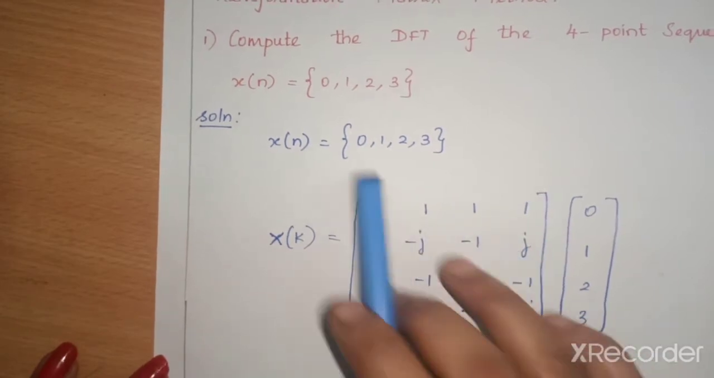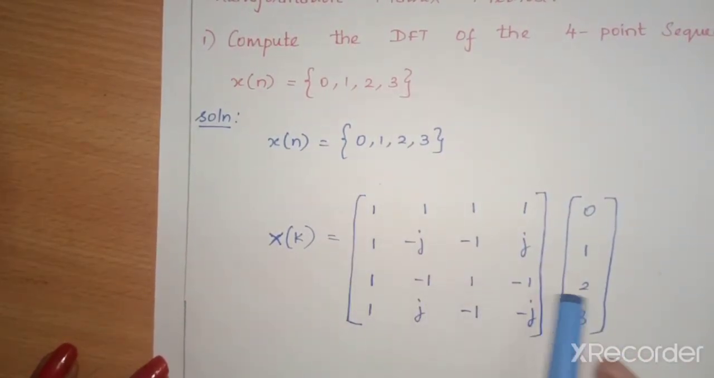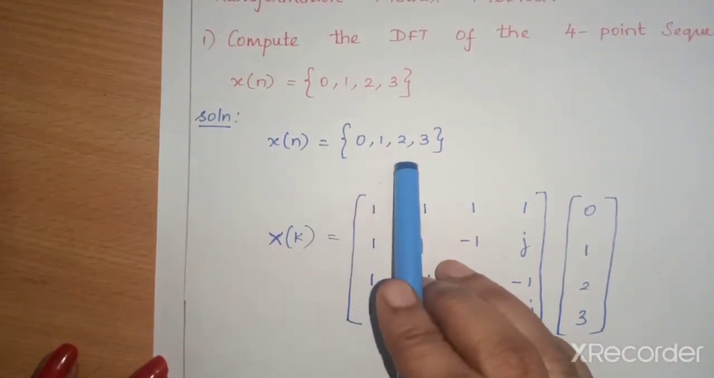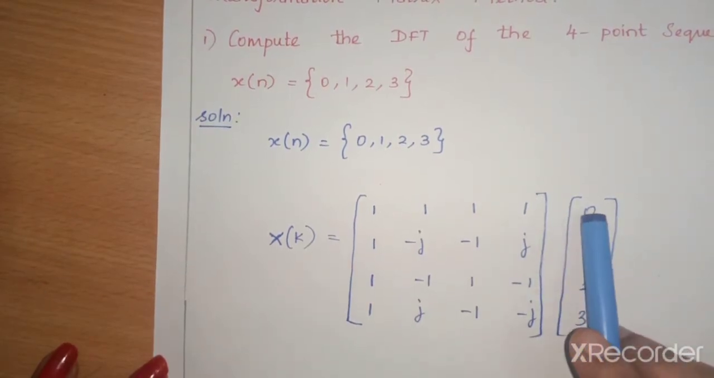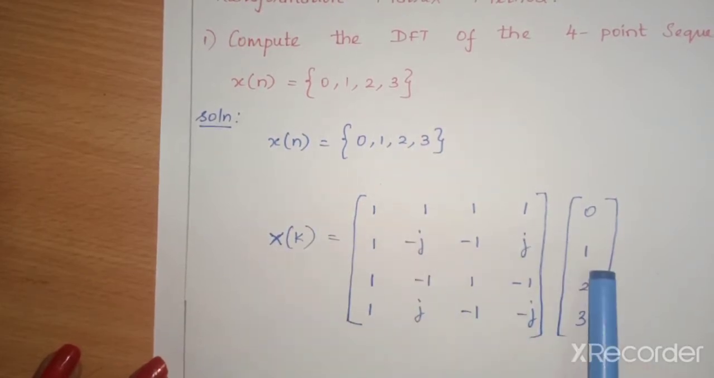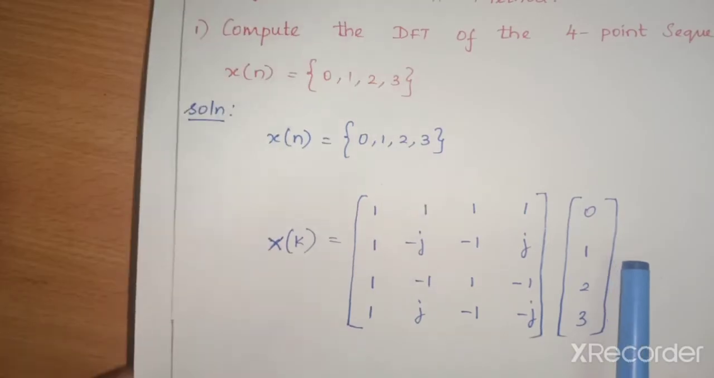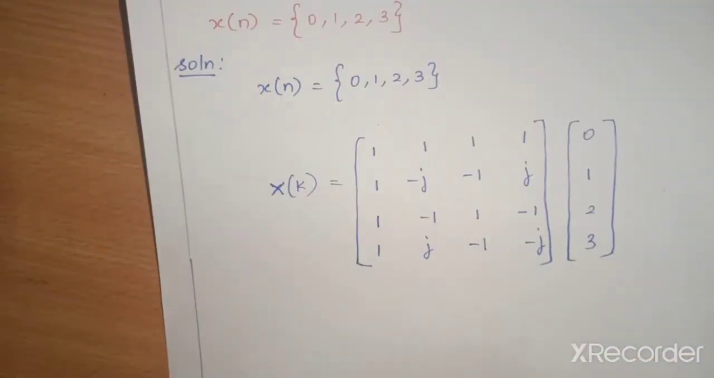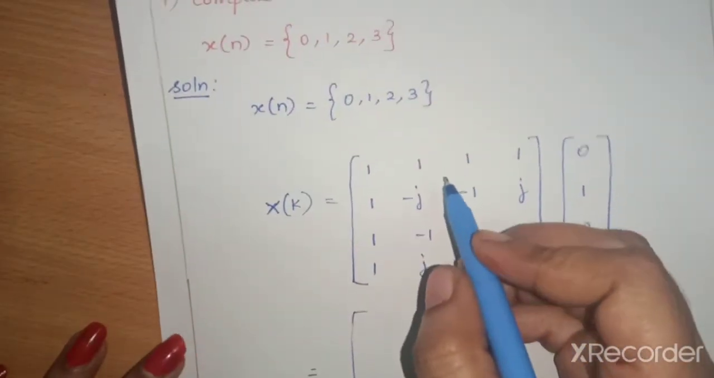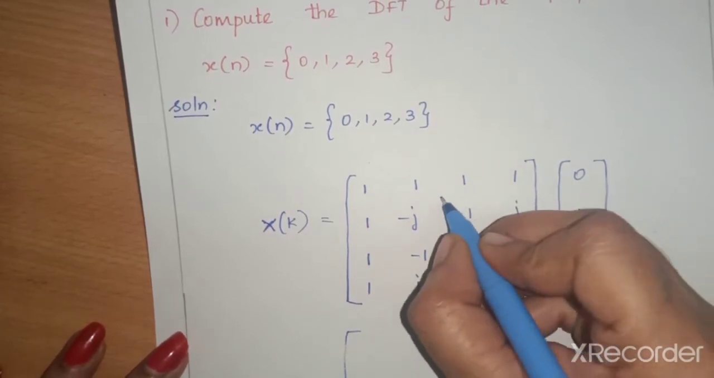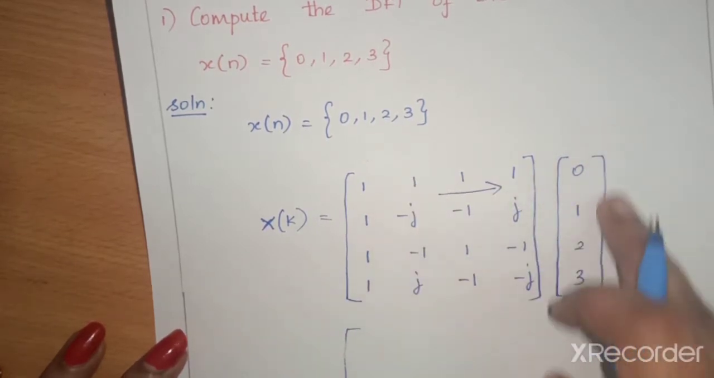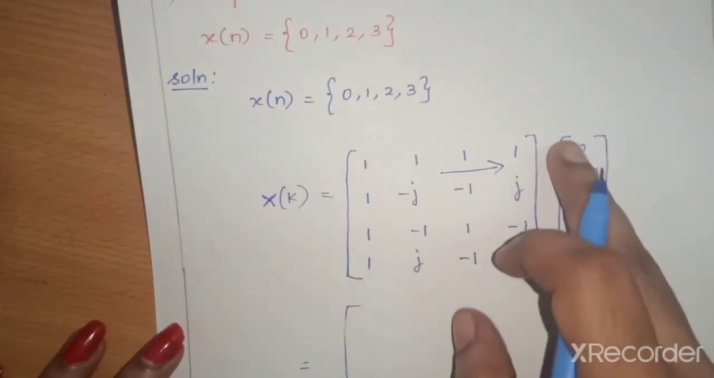Whatever the sum may be, you have to put the matrix and then write the small x of n values column-wise. That is 0, 1, 2, 3 will be written like this. So for calculating X of k, you have to solve the matrix. Here we have a matrix calculation the same as the general matrix calculation. The first row will be multiplied with the column.